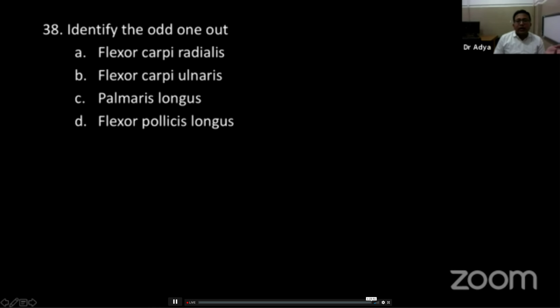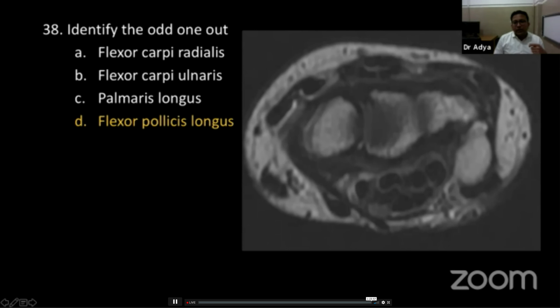Flexor pollicis longus is a tendon which goes inside the flexor retinaculum. So here you can see flexor carpi radialis, this is flexor carpi ulnaris, and this patient does not have the palmaris longus. So these three tendons travel outside the flexor retinaculum, and flexor pollicis longus, and flexor digitorum superficialis tendons, and profundus tendons, four of them, travel inside the flexor retinaculum along with the median nerve. So the odd one out will be flexor pollicis longus, which traverses inside the flexor retinaculum.